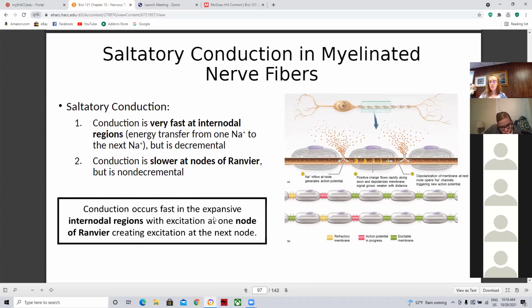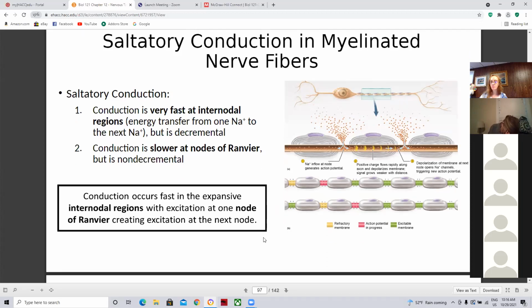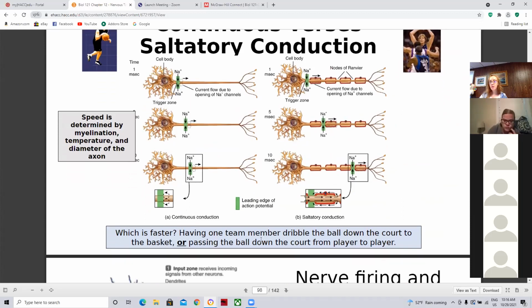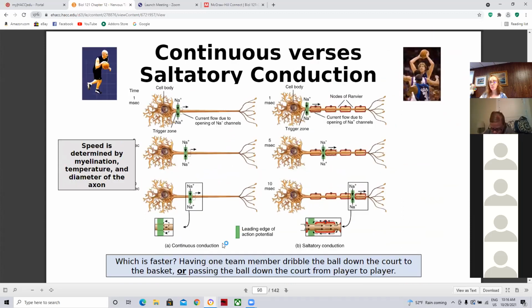So conduction is going to occur fast in the expansive internodal regions, with excitation at one node of Ranvier creating excitation at the next node. Remember, it's a positive feedback loop. So the speed of conduction is determined by myelination, temperature, and diameter.